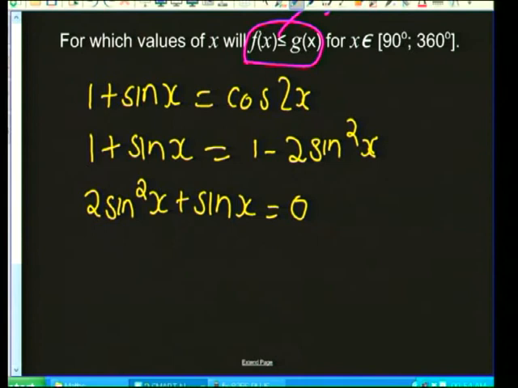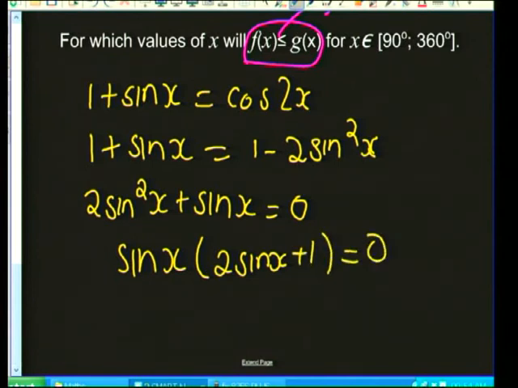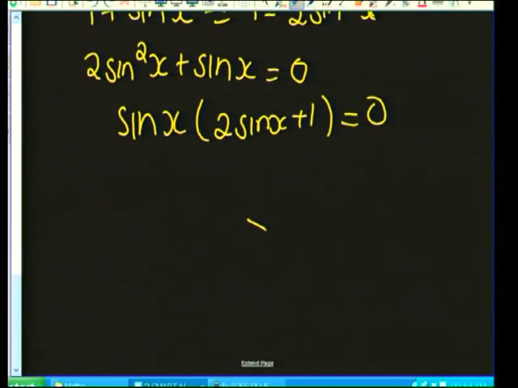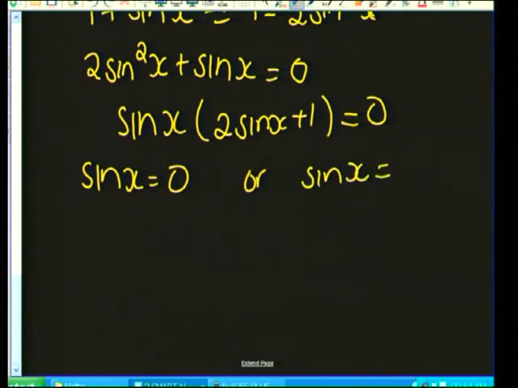Remember, the ones will cancel out. We can take out a common factor of sine x. Then we have sine x times 2 sine x plus 1 equal to 0. So then sine x would equal 0, or sine x would equal negative a half.